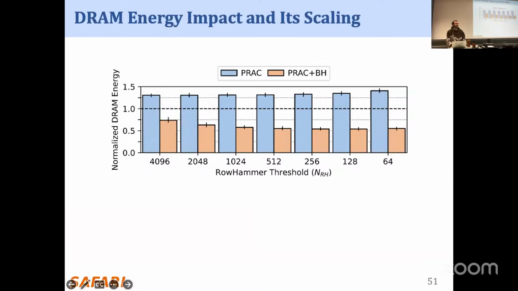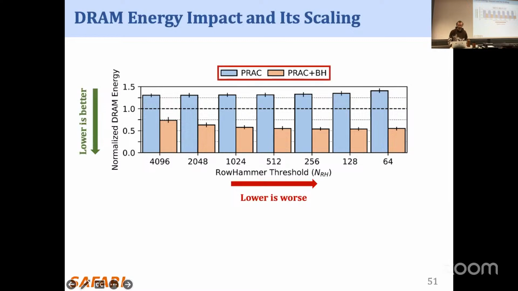We evaluate DRAM energy as well. The x-axis is the decreasing RowHammer threshold. The y-axis is the DRAM energy normalized to a baseline with no defense, and bars show systems with and without BreakHammer again.